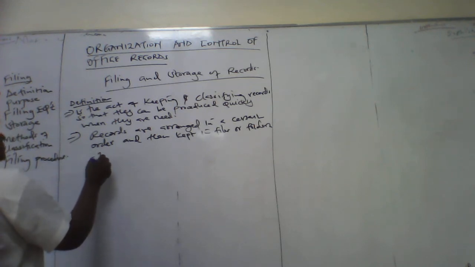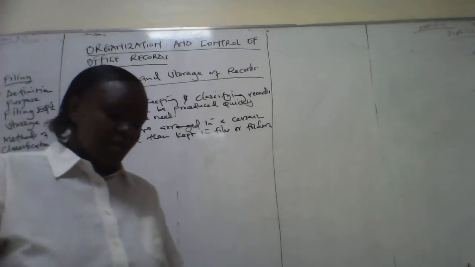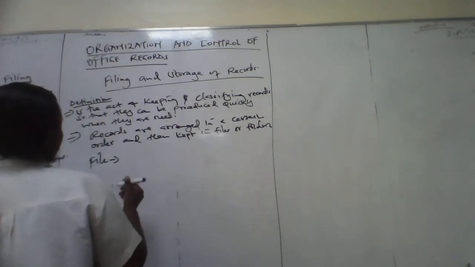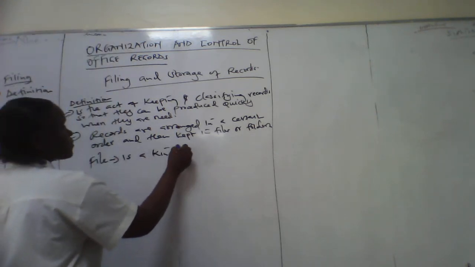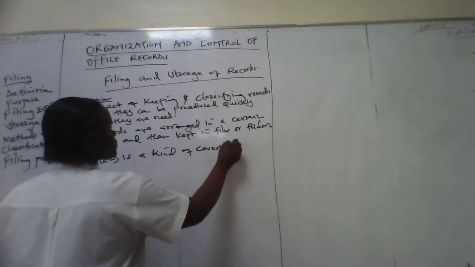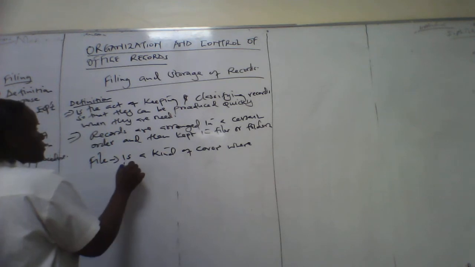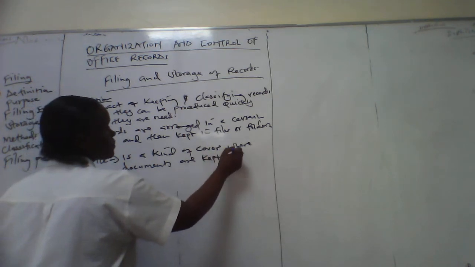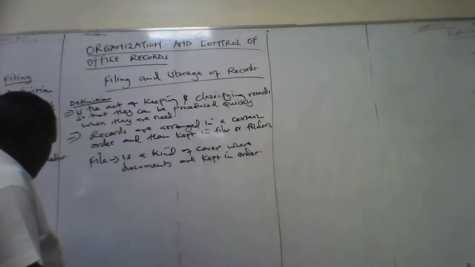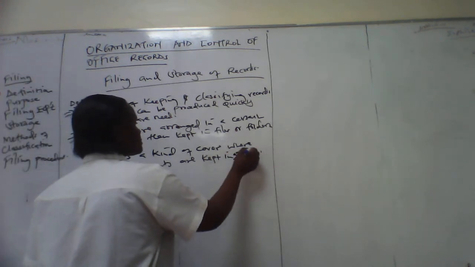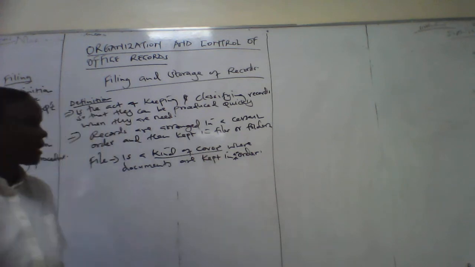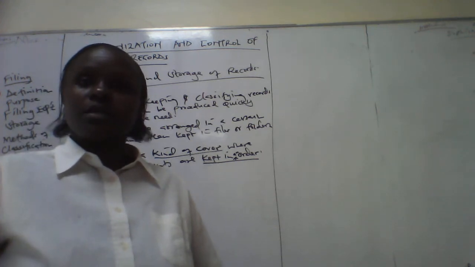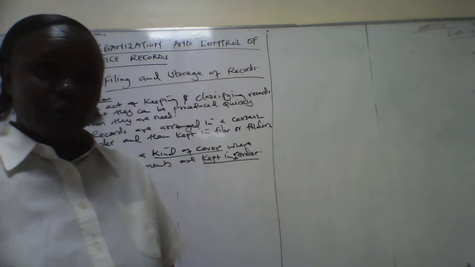Now, what is a file? A file is a kind of cover in which documents are kept in an order. When we say in an order, it means they are arranged in a systematic way.